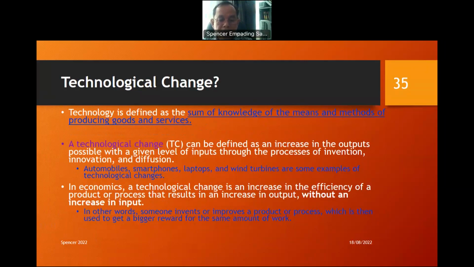So for example, things like automobiles, handphones or smartphones, computers, laptops, wind turbines, and so on are some examples of technological changes. In economics, technological change refers to an increase in efficiency of a product or process, which results in an increase in output without increasing the input. In other words, someone who invents or improves a product or process, which is then used to get bigger reward for the same amount of work. That person can produce more, so deserves a better wage, a better salary, and so on.